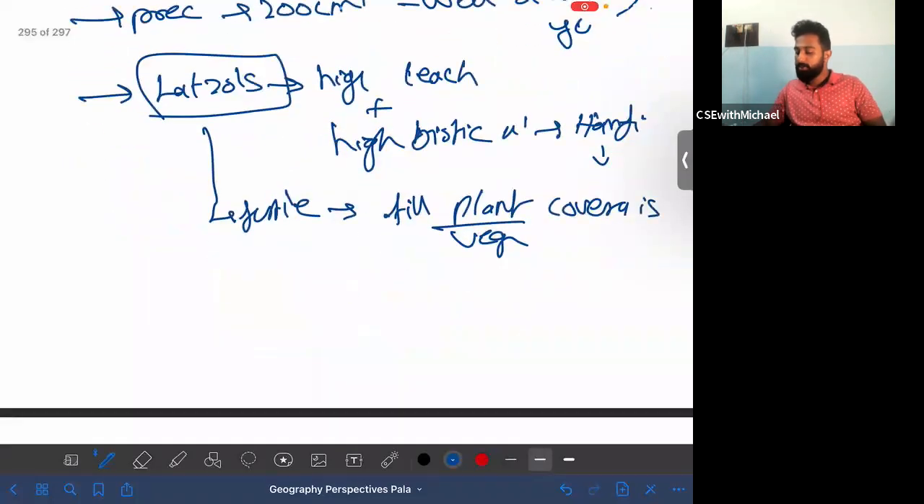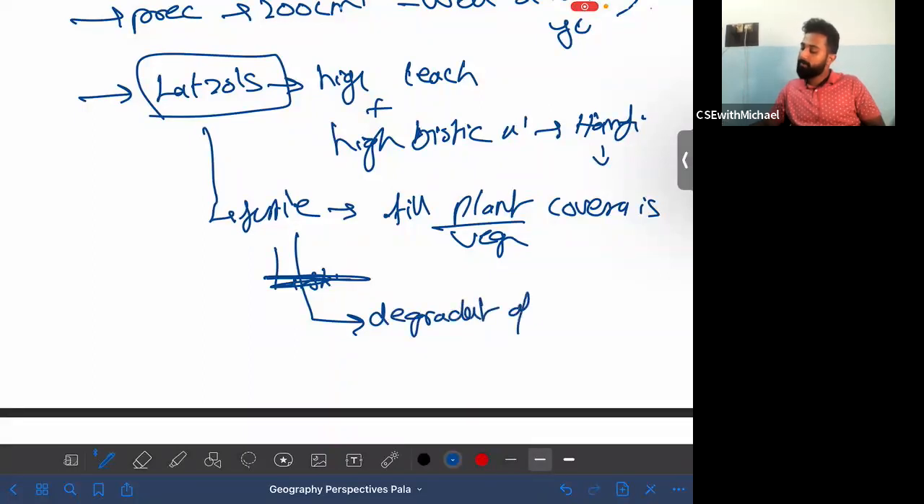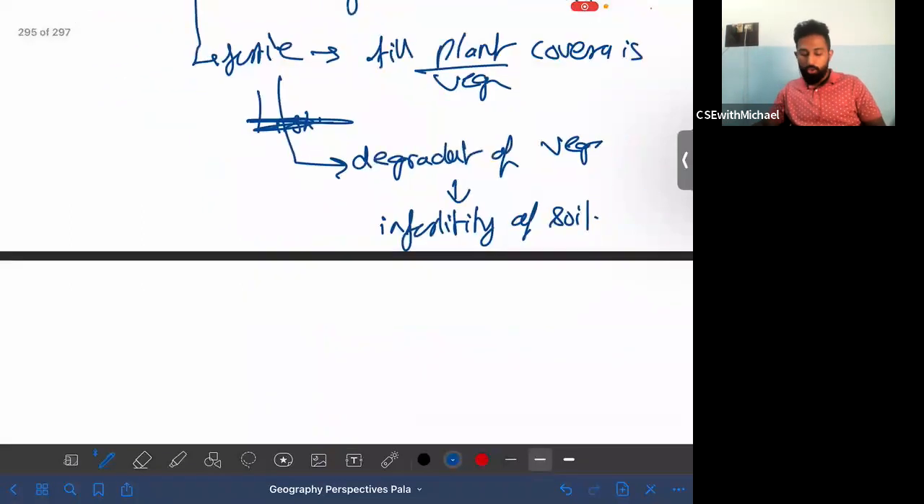Okay, now these are regions of shifting cultivation. So let's hold it there. Degradation of vegetation will lead to infertility of soil, and it's very difficult for soil to recoup fertility later on. So that is something we can look into.